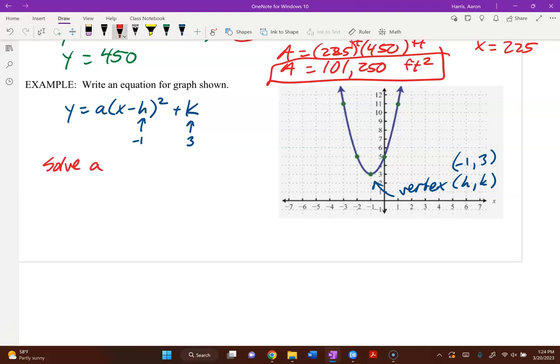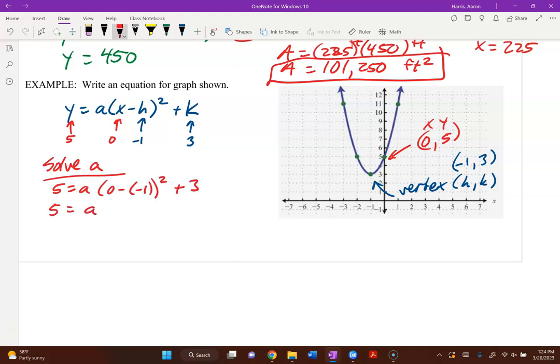I have h, k. What about x, y? Where could I get an x, y from? A point on the graph. Yeah, let's pick one. How about that y-intercept right there? 0, 5. There's a point on the graph, right? So let's use that 0, 5. So here x is 0, y is 5. So this is what we got: 5 equals a times 0 minus negative 1 squared plus 3. Now we just got to solve this for a. Subtract 3 both sides. So a ends up being 2.